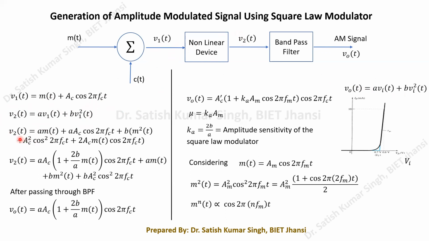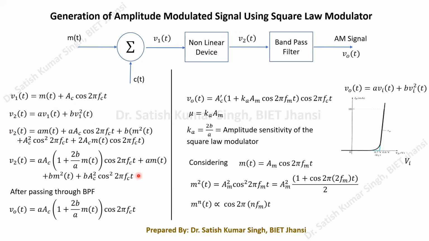V2(t). So that is equal to a m(t) plus a Ac cos 2 pi fct, because a is to be multiplied with this V1(t), and then we have to square this V1(t). So we are going to get m square(t) plus Ac square cos square 2 pi fct plus 2 Ac m(t) cos 2 pi fct. Okay, now the bracket will be closed. This factor b is going to be multiplied over here.